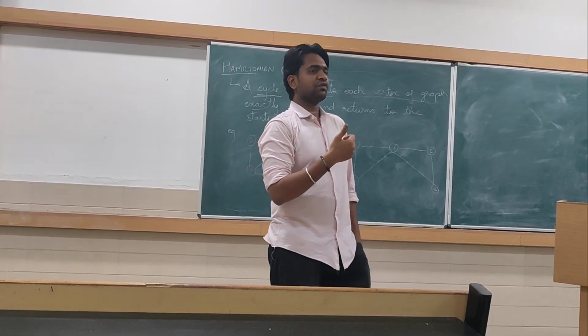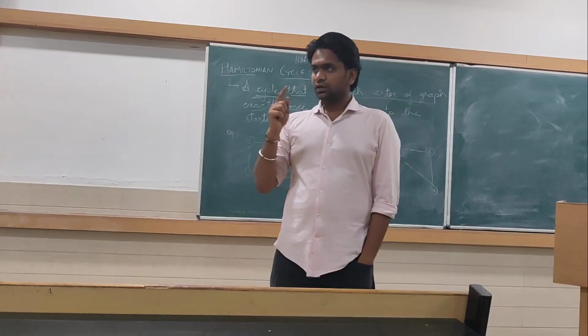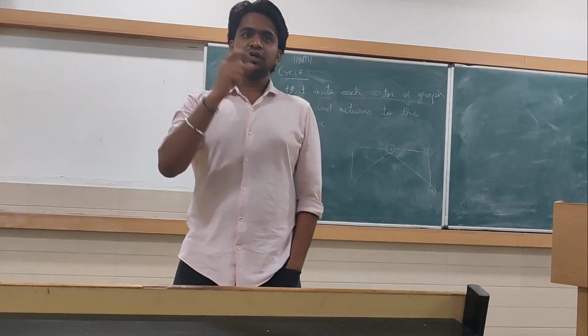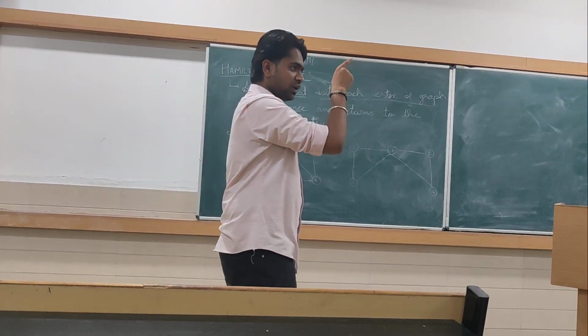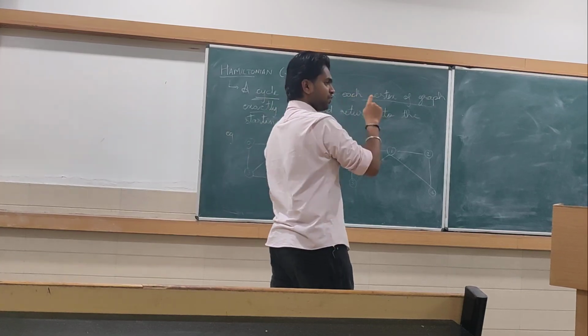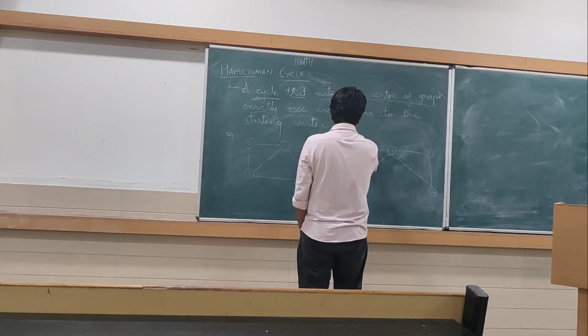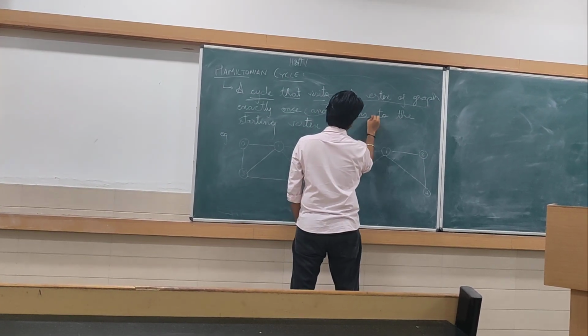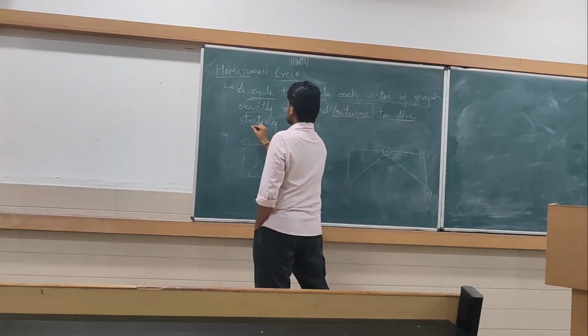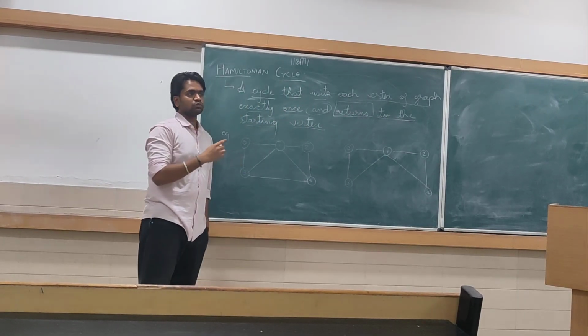Hamiltonian cycle. How do we define it? It's a cycle in a graph that visits each vertex of graph exactly once and returns to the starting vertex. This is more important.